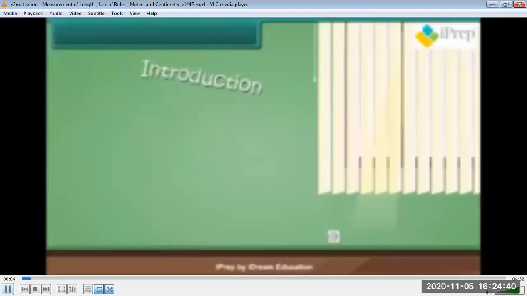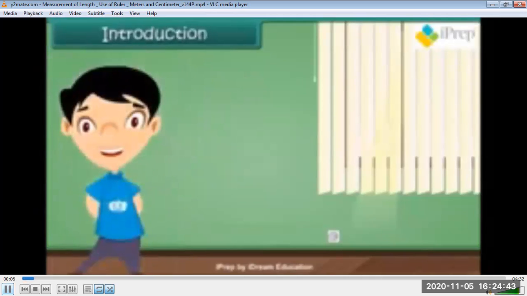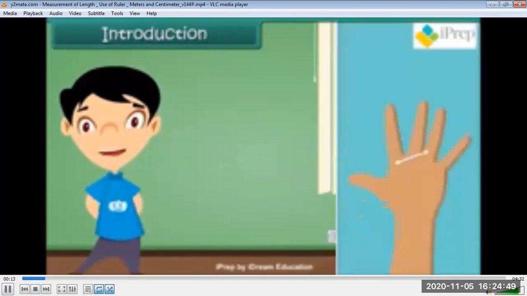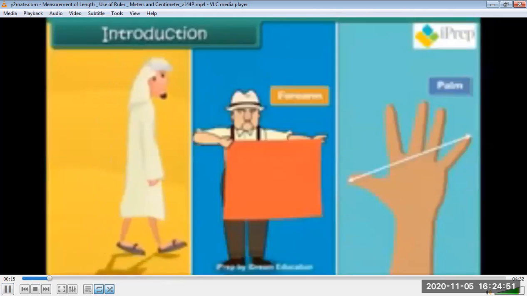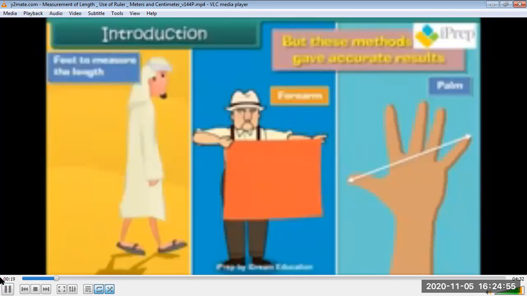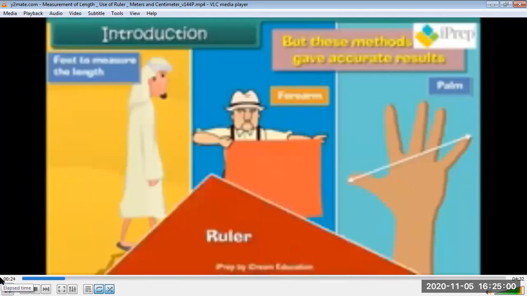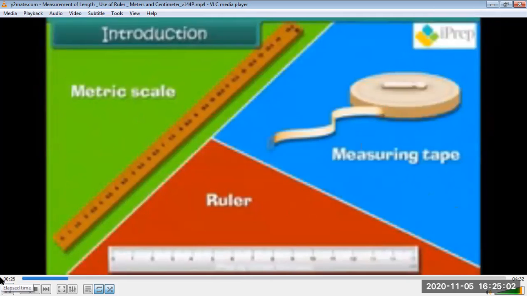Introduction. Long back, do you know how people used to measure the length of objects? They used their palm, forearm, or feet to measure the length of the objects. But these methods never gave accurate results. Nowadays, we make use of ruler, metric scale, and measuring tape to measure the accurate length and height of the objects.